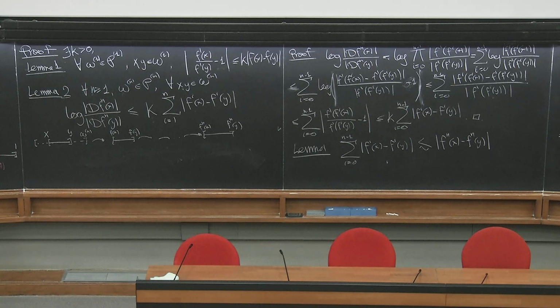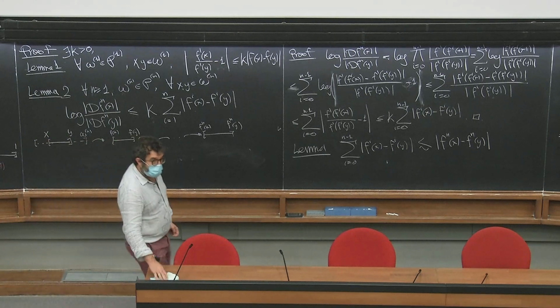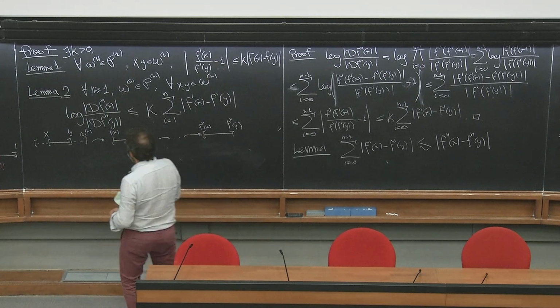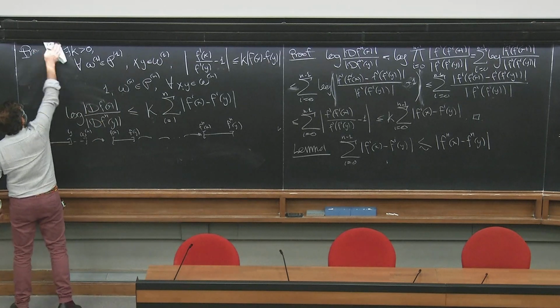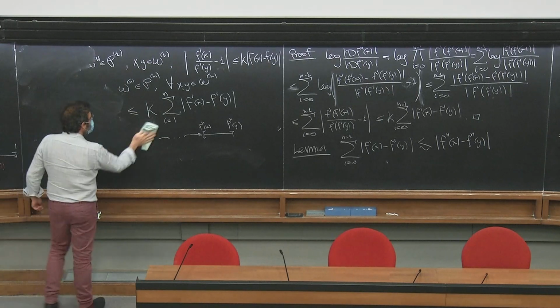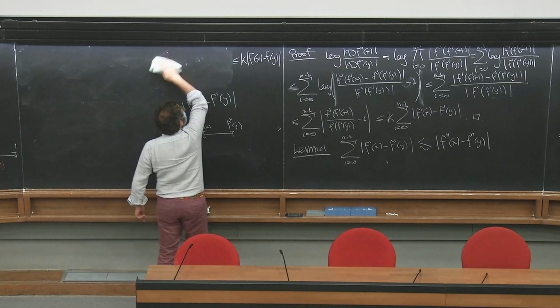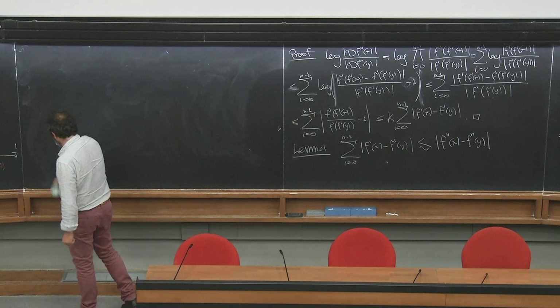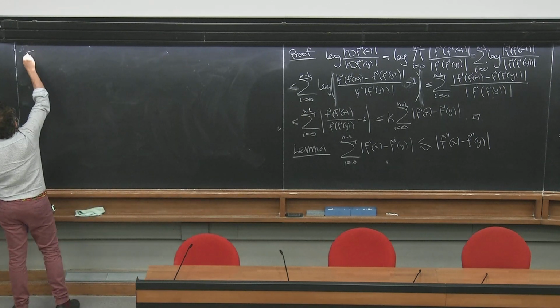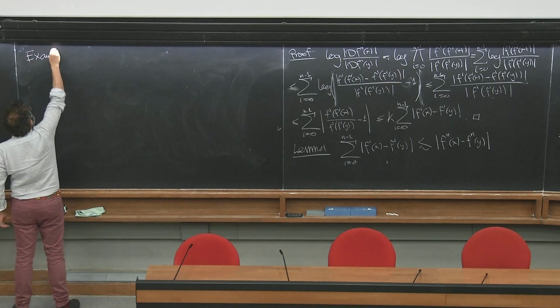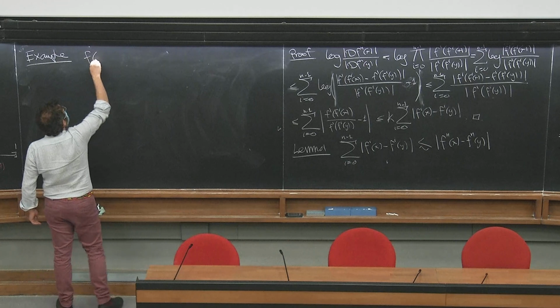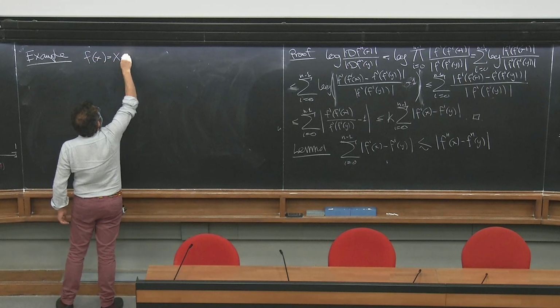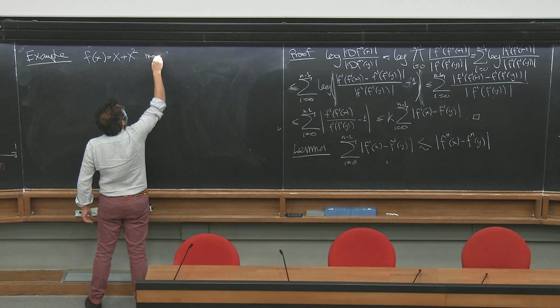In fact, let me just give a quick example. Yes, let me give a quick example of a full branch map that fails. I think maybe I gave this already in one of the exercises, I'm not sure. So this is an example, in fact, it's a counterexample. Consider the map f of x equals x plus x squared mod 1.